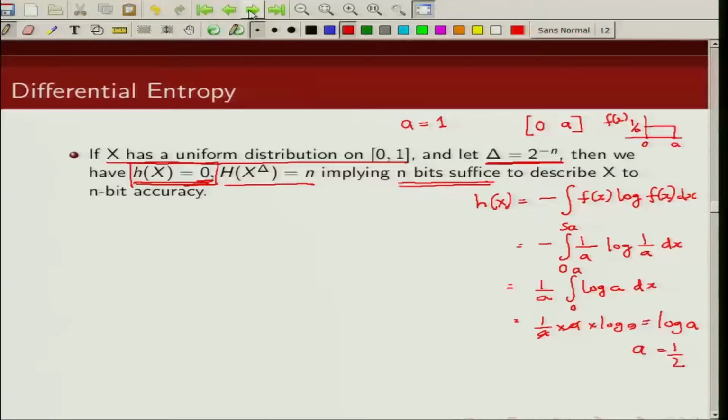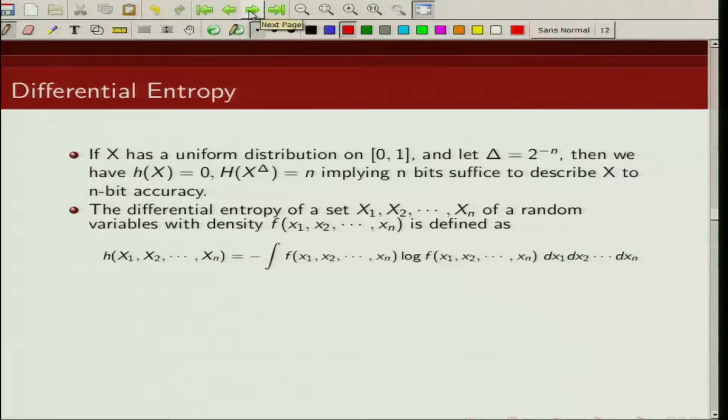Okay. Next, we are going to define differential entropy for random variables x1, x2, x3, up to xn.